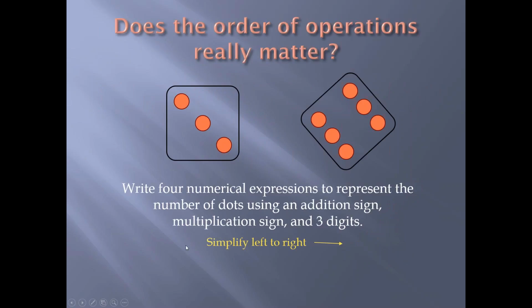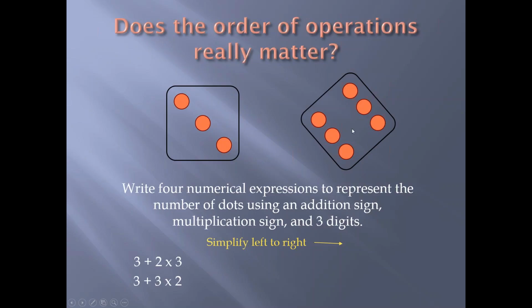And then after I do that, I'm going to ask them to simplify left to right. The first expression that hopefully they'll come up with is 3, that's the 3 dots on this die, plus 2 times 3. I talk about this as being an array, so 2 times 3. The next expression comes up as 3 plus 3 times 2.